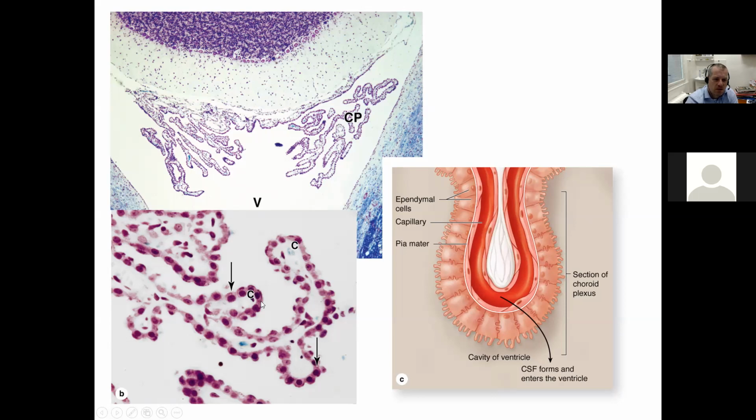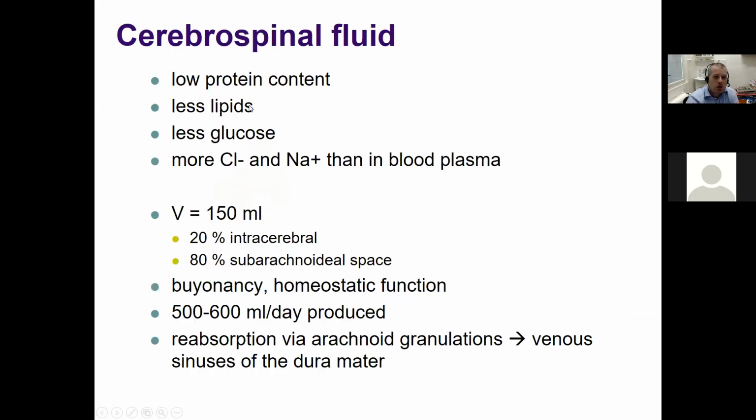The ependymal cells have the shape of a simple cuboidal epithelium on the surface of the choroid villi. And here already we have the cerebrospinal fluid. So it's actually these 3 layers. Why do we care? Because you should remember that this barrier does not let many proteins pass through. So the cerebrospinal fluid, when compared to the blood plasma, has a low protein content. There are also fewer lipids and less glucose. And this is compensated by more electrolytes than in the blood plasma.